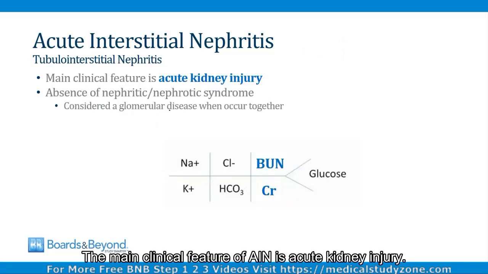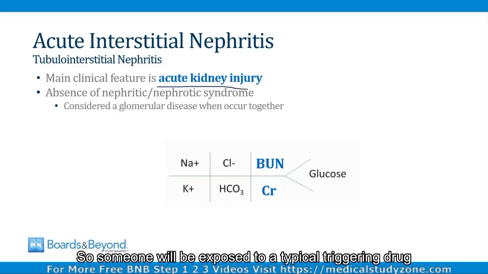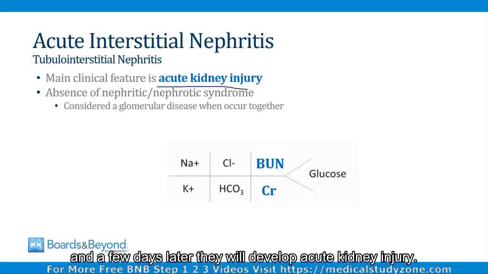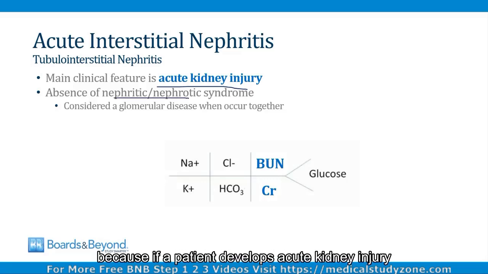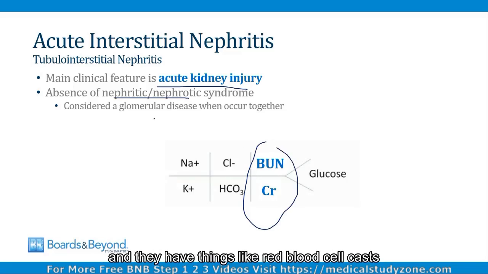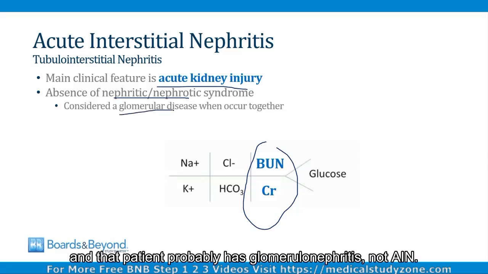The main clinical feature of AIN is acute kidney injury. So someone will be exposed to a typical triggering drug, and a few days later they will develop acute kidney injury. There will be no evidence of nephritic or nephrotic syndrome, and this is important because if a patient develops acute kidney injury and they have things like red blood cell casts and dysmorphic red cells, this suggests glomerular disease, and that patient probably has glomerulonephritis, not AIN.